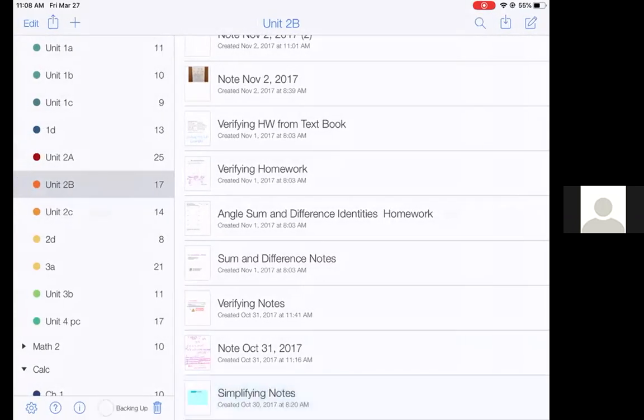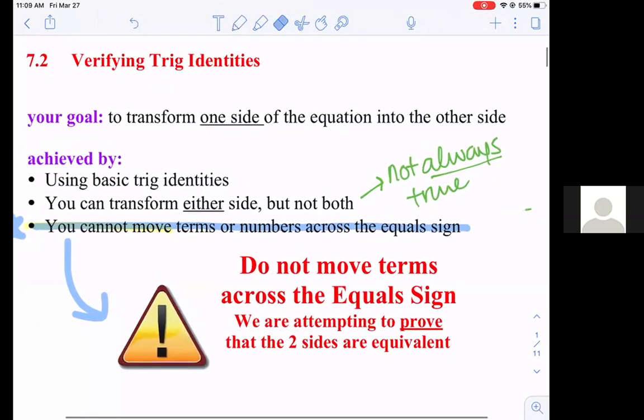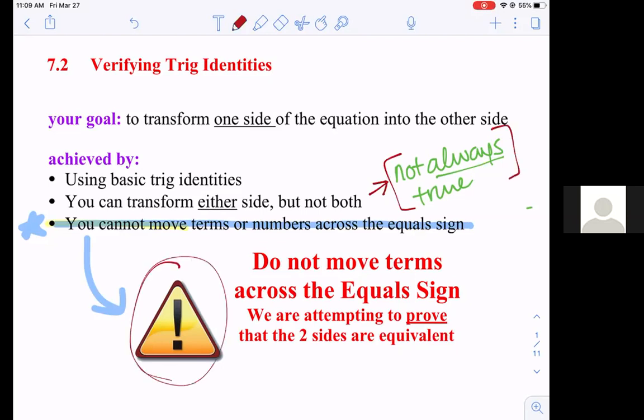Okay, and then when we look at verifying, remember that your goal is to transform one side of the equation into the other. You use your basic trig identities to do this. You can transform either side, but not both, which again, not always true, but I would say for the most part, general rule. And then you cannot move terms across the equal sign.